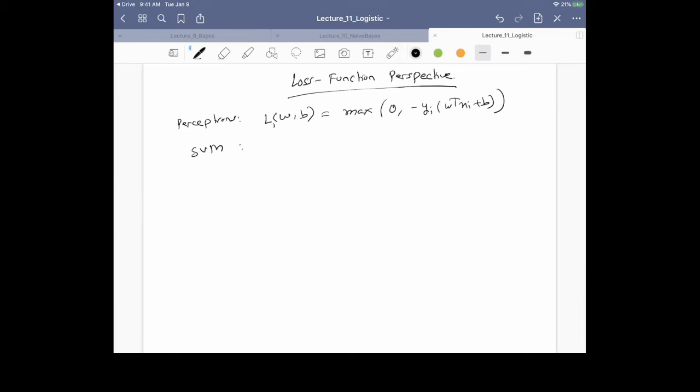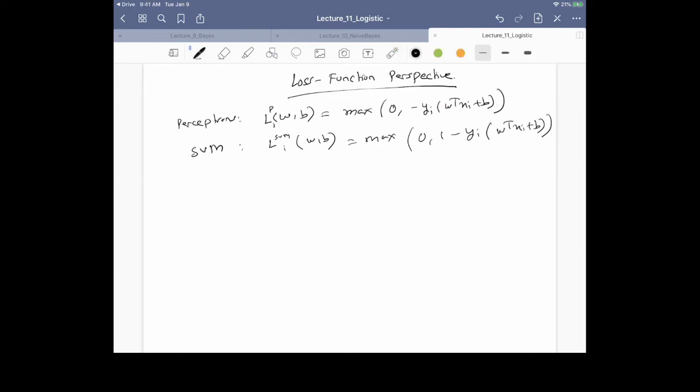SVMs, this is perceptron, this is SVM, L of w comma b. This is very similar, just that I have a 1 minus here. So I have 1 minus yi of w transpose xi plus b. So this is the perceptron loss, this is the hinge loss.